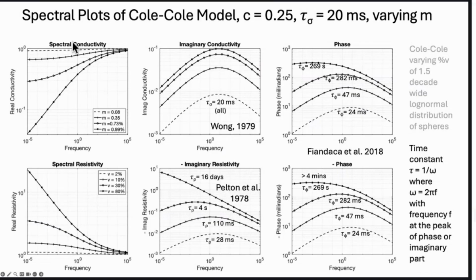If we looked at the imaginary resistivity, the time constants we would get by increasing chargeability, which is just increasing the volume of polarizable material, will go from 28 milliseconds up to 16 days if you get a lot of polarizable material. I won't talk about the frequency time constants, to save time in this presentation.